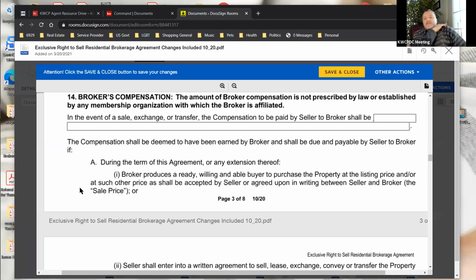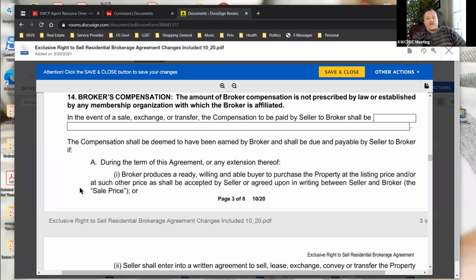The compensation shall be deemed to have been earned by the broker and shall be due and payable by the seller to the broker if A, during the term of this agreement or any extension thereof, the broker produces a ready, willing, and able buyer to purchase the property at the list price or at other such prices accepted by seller or agreed upon in writing between the seller and the broker. So that's one scenario.